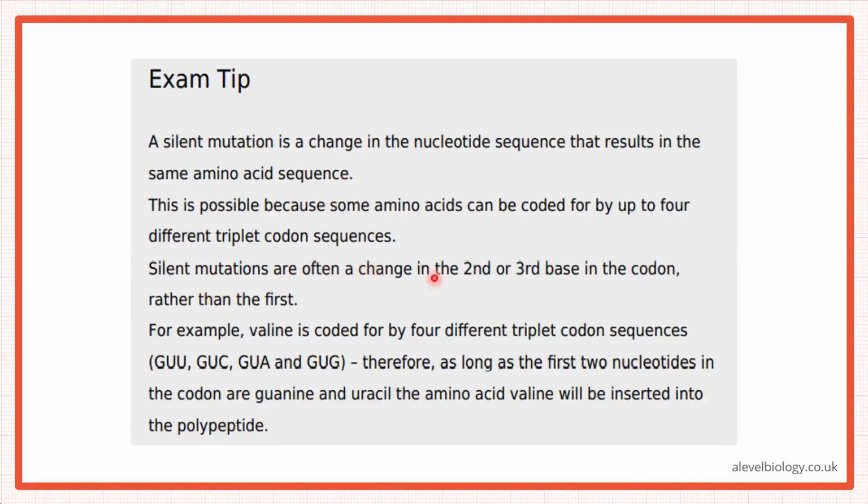Silent mutations are often a change in the second or third base in the codon, right? So it's not the first one; it could be the second or third one. In the ones that we have seen, the change was generally in the third base, right? For example, valine is coded for by 4 different triplet codon sequences, and we just saw that as well: GUU, GUC, GUA, and GUG. Even in this case, you see the first and second are the same. The change is there in the last one, the third one. It had to be U; here it has been substituted by a C, by an A, by a G, right? Therefore, as long as the first 2 nucleotides in the codon are guanine and uracil, the amino acid valine will be inserted into the polypeptide, right? So this is about the silent mutation.